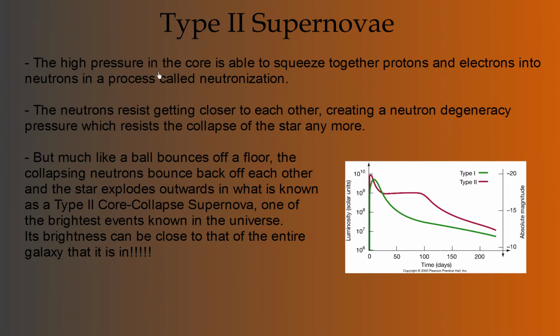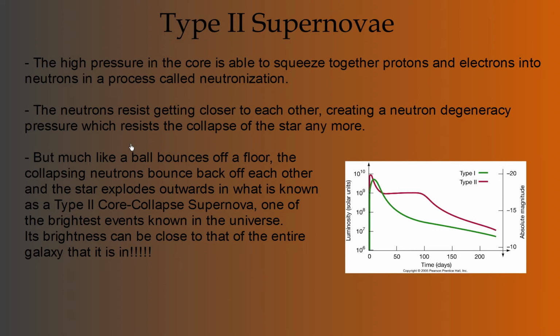And the pressure is so high in there that the protons and electrons are basically squeezed into neutrons, so all you have in there are neutrons. This process is called neutronization. Of course, neutrons resist getting closer to each other. They can only get so close before they reach what's called neutron degeneracy, and this creates a pressure which resists the collapse of the star any more.